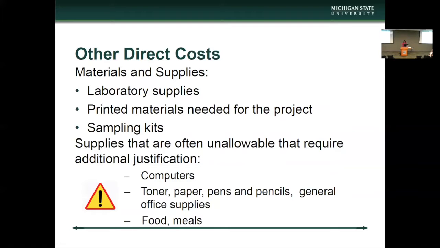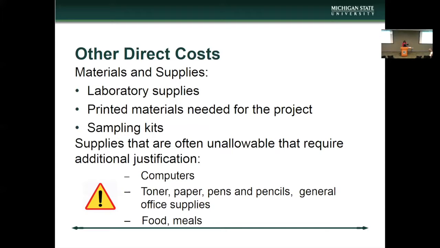Although it's here, you have to read your solicitation because a lot of these may not be allowable. Oftentimes those aren't actually allowable. Those ones at the bottom, the computers, the toner, paper, and things like that. Computers you just have to justify why it's needed for the project. And trust me, I've had this in a budget justification.